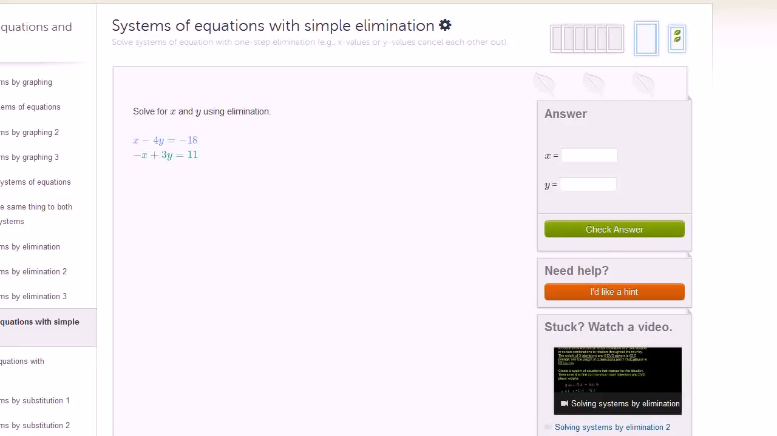Just in case we need to help with more party planning for the king, let's get ourselves some practice with solving systems of equations with simple elimination. And so here's the exercise right over here. We have x minus 4y is equal to negative 18, and negative x plus 3y is equal to 11. So let's try to work this out.